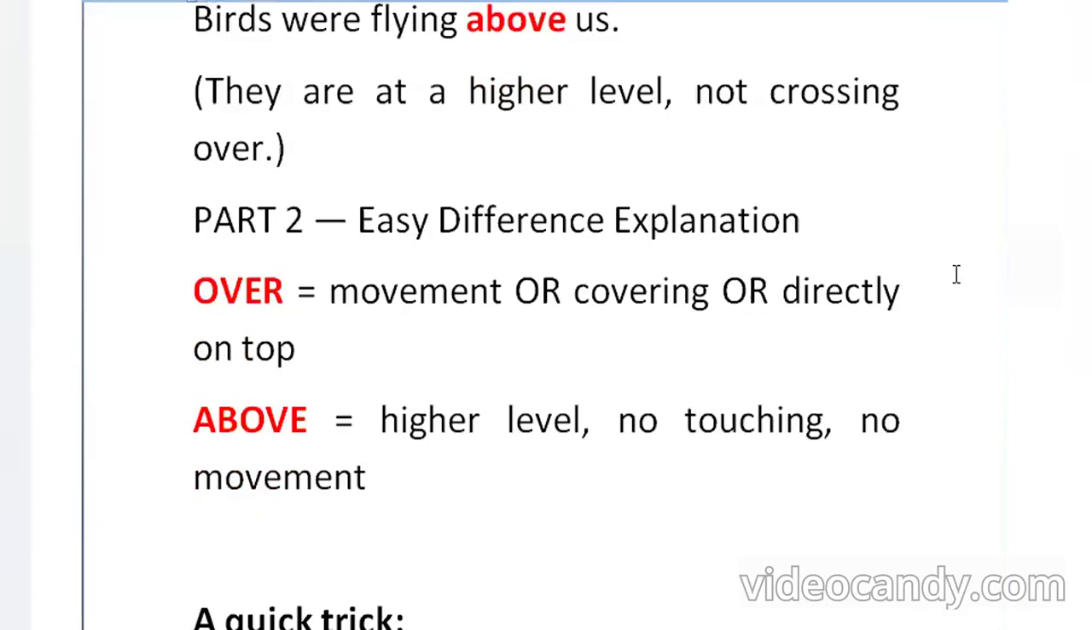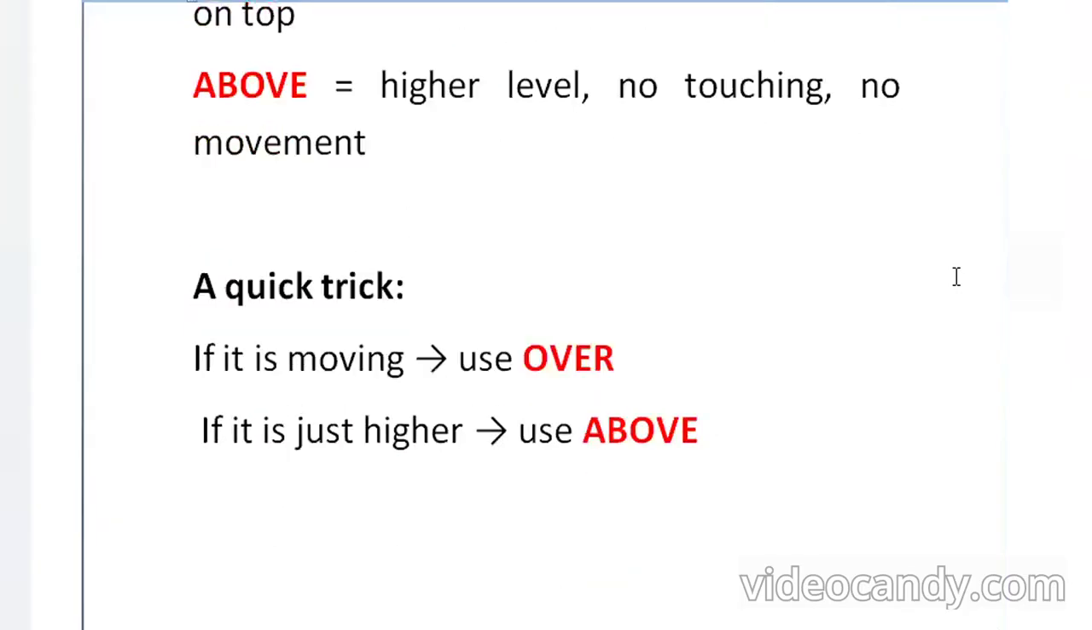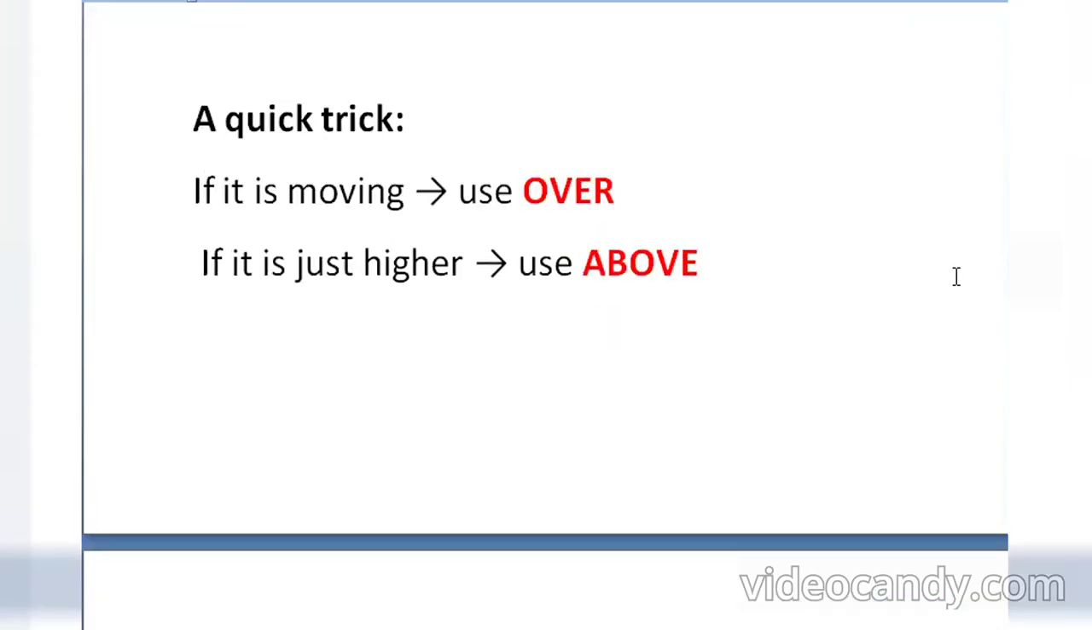Part 2, easy difference explanation. Over, movement or covering or directly on top. Above, higher level, no touching, no movement. A quick trick, if it is moving, use over. If it is just higher, use above.